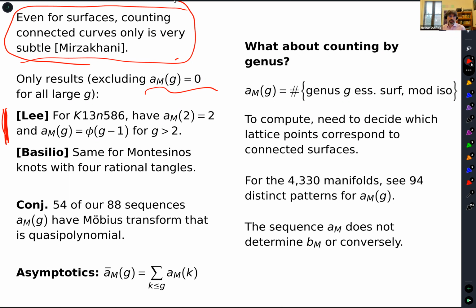And then for genus G bigger than 2, the number of surfaces is exactly the Euler phi function of G minus 1. So it's the number of divisors of G minus 1. And my other student, Brandon Basillo, showed the same thing for Montesinos knots with 4 rational tangles. So this is an infinite class of knots.